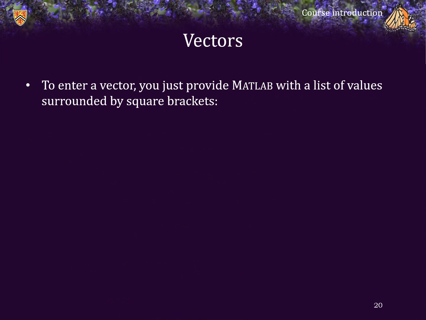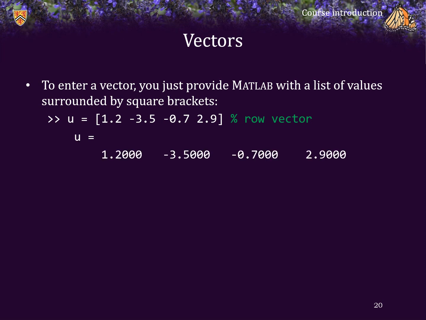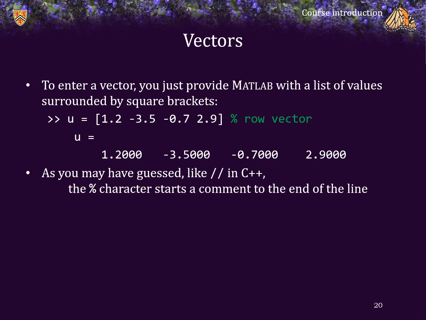To enter a vector in Matlab, after all, Matlab actually stands for Matrix Laboratory, all we do is we provide Matlab with a list of values surrounded by square brackets. So here u is assigned a vector containing 4 entries, and this will be a row vector. All right, not a problem. As you may have guessed, like the double slash in C++, the percent character starts a comment to the end of the line.